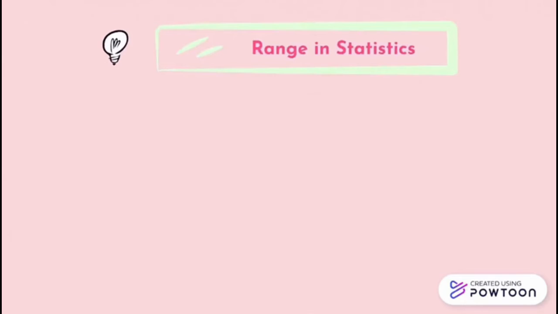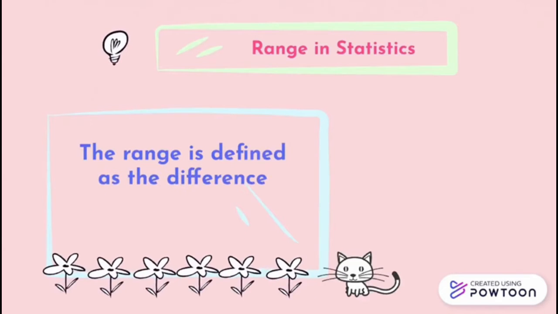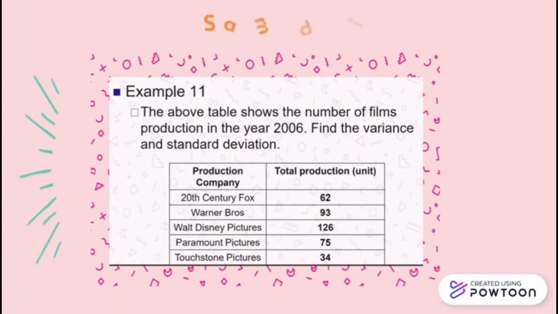Range in statistics. The range is defined as the difference between the highest and the lowest value. This is the sample input that we use to run the program.